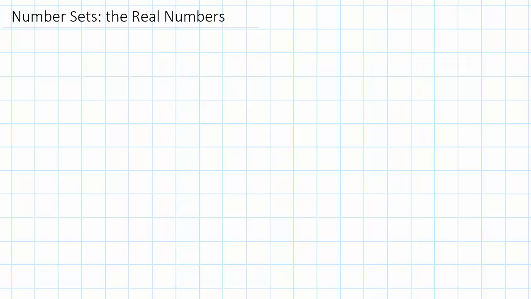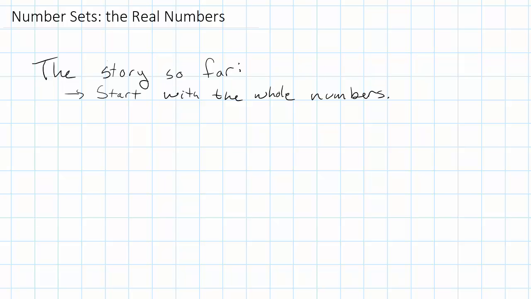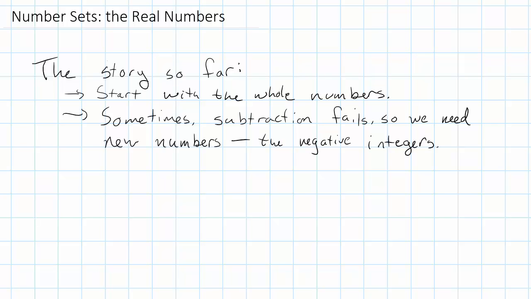Okay, we're about to introduce the very last one of the number sets that we're going to be concerned with in this class. Let's take a moment and review the story so far. We started with the whole numbers, but then we came up with this idea of undoing addition. We came up with this idea of subtraction, and sometimes it failed. So we needed some new numbers to make subtraction always work. The new numbers that we needed were the negative integers.